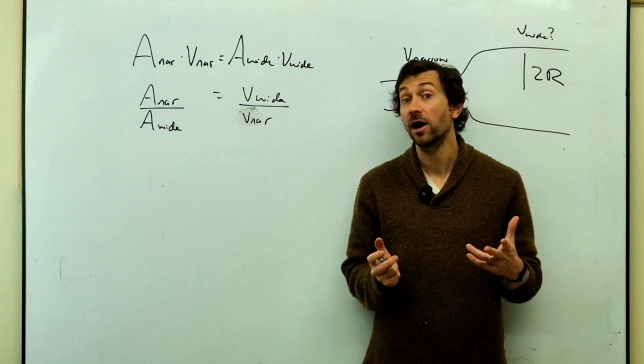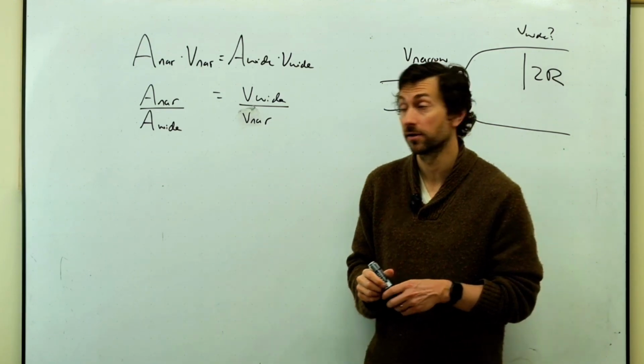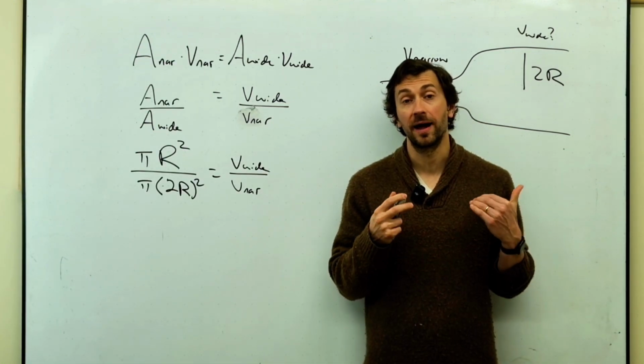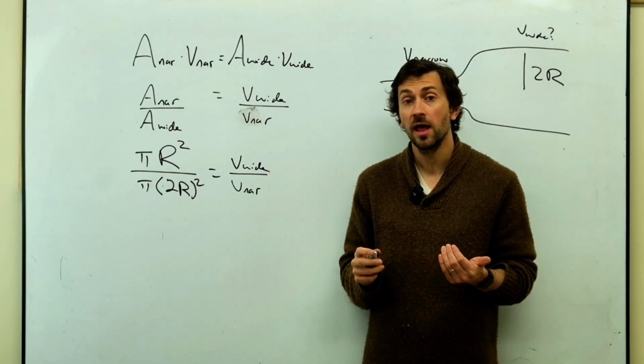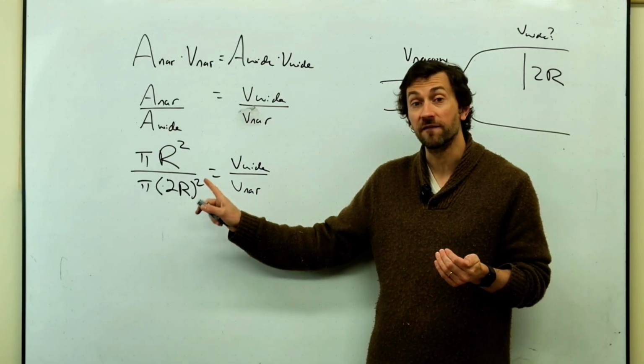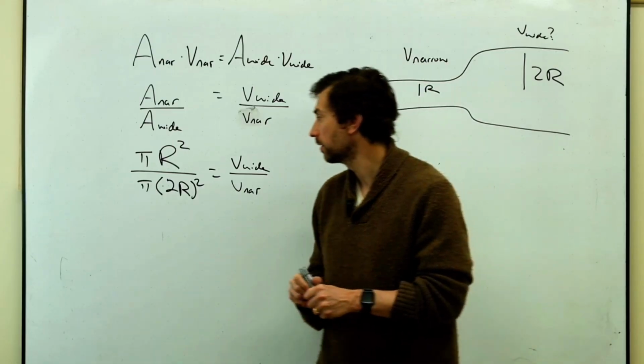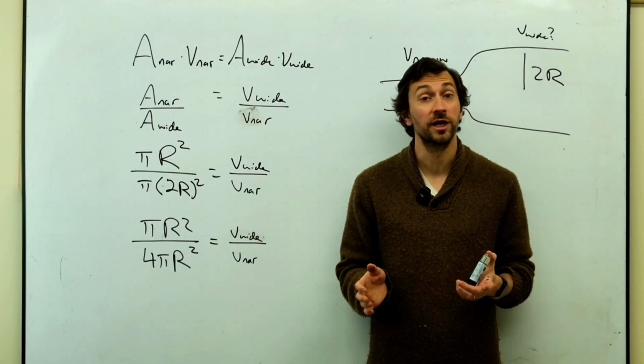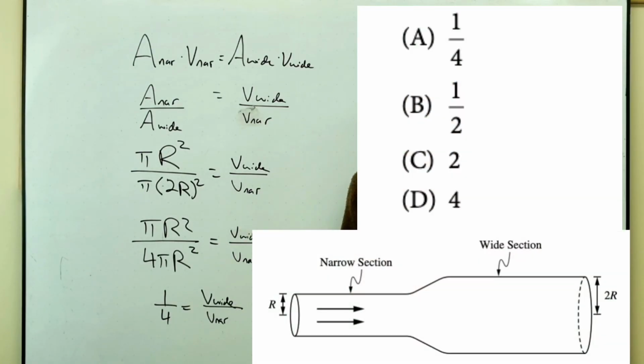So we just plug pi r squared on the left side there. Pi r squared divided by pi (2r) squared. And when we square this, we're going to get 4r squared on the bottom. That's great. We cancel all this, we get 1/4. The correct answer is A.